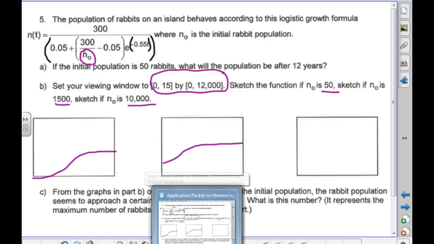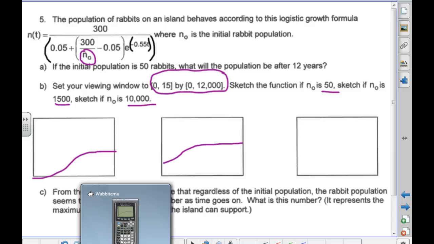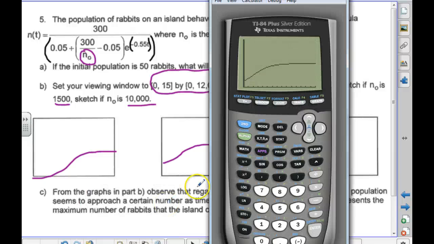And what if we're really cruel and we throw 10,000 rabbits on this little island? Can this island support 10,000 rabbits? Did I get 10,000 in correctly? I think so. If we put 10,000, they have to die off until they get down to what the environment can support. Okay, so our last graph should look like that.